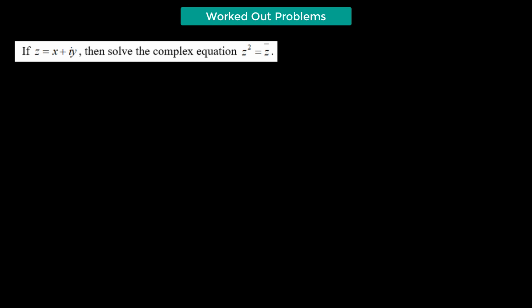In this question, we have a complex number z given by x plus iy. Then we have to solve the complex equation z squared equals the conjugate of z. So let us begin by substituting the value of z into our given equation. So we have (x + iy) whole squared is equal to the conjugate of (x + iy).